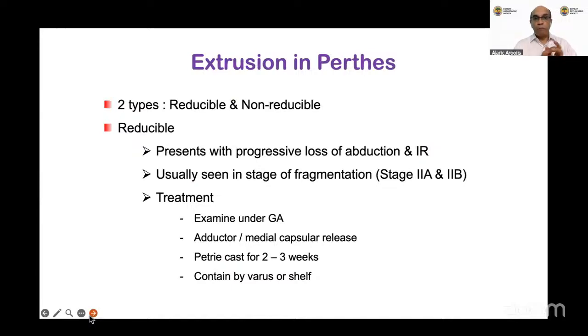My philosophy for treatment of Perthes disease is what I've understood from literature, and I think great publications from various experts in Perthes disease, but especially Professor Perry Scheinecker, who showed that there are 2 types of extrusion in Perthes, a reducible and a non-reducible variety. The reducible variety especially is interesting to us because it presents with this progressive loss of abduction and internal rotation. It's usually seen in the stage of fragmentation, either early or late. And this is the treatment that has been recommended by Perry Scheinecker's group: examine this child under anesthesia, do an extensive medial hip release, put the child in a Petri cast, and then decide about whether you want to contain this hip or not.